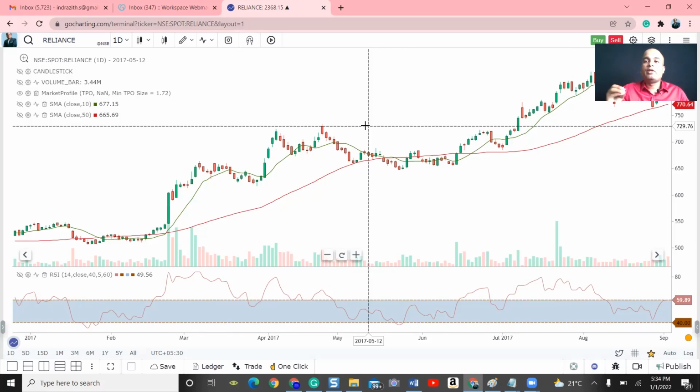It works wonderfully well in a sideways market, even in an upside market, but you don't get more trades when the market is in a downside condition, or even if you get a few trades, you will not make more money. But if you continue with the system, when the market starts going up, or when it goes sideways, you will get decent trades and you will make more profits.